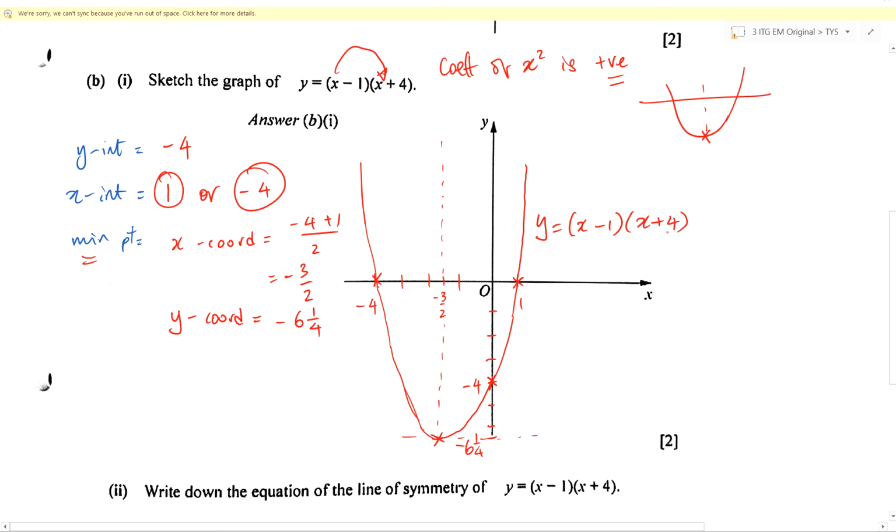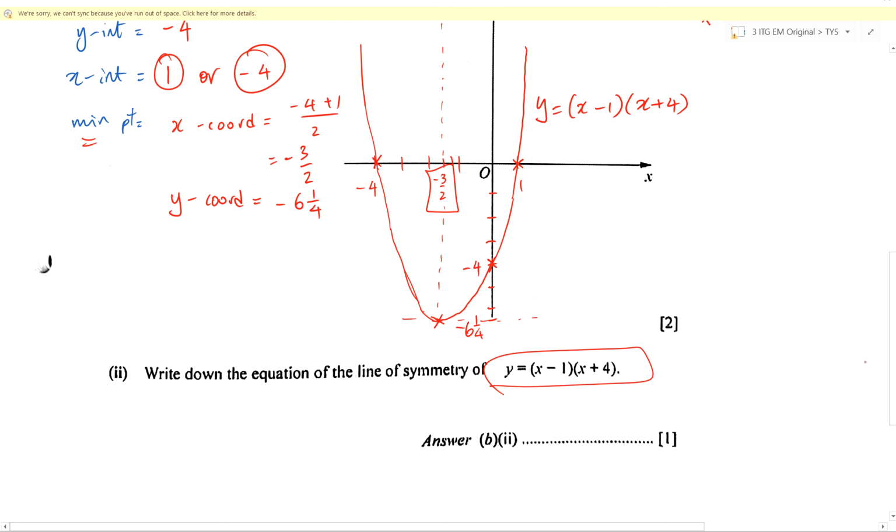The final part, write down the equation of the line of symmetry of this particular graph. (x minus 1)(x plus 4). So the line of symmetry is this vertical dotted line with x coordinate negative 3 over 2. Answer: x equals negative 3 over 2.